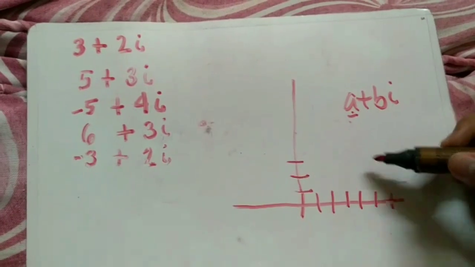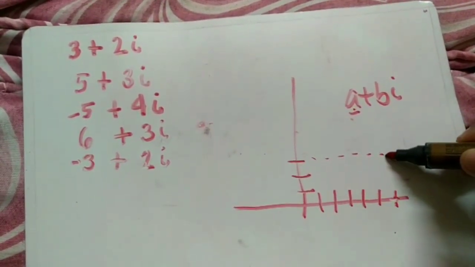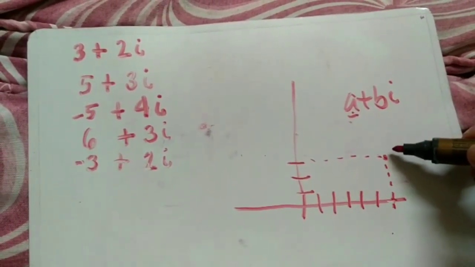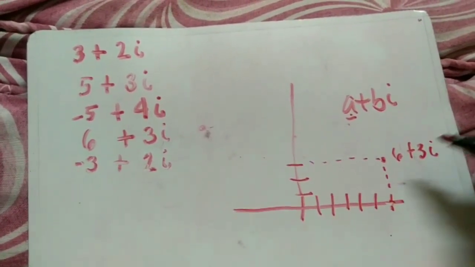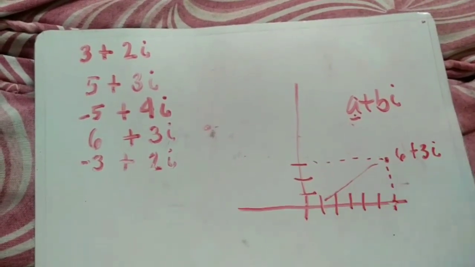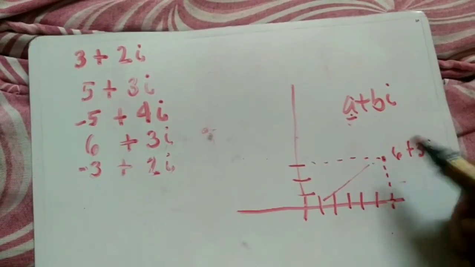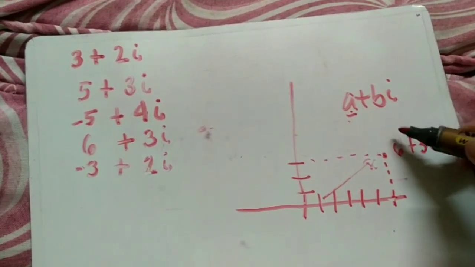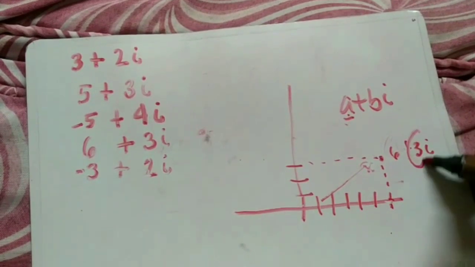Our 6 plus 3i is here. This is the point of 6 plus 3i. Our real part is 6 and our imaginary part is 3.